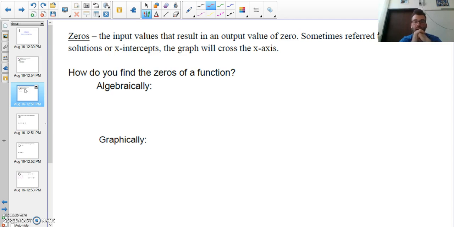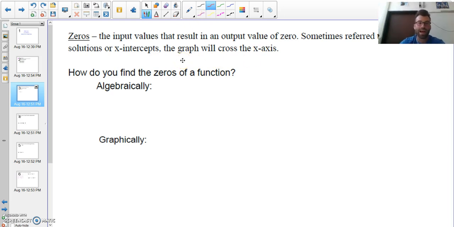Zeros are the input values for which we have an output value of 0. So if I put in 2 for x into my function, y is equal to 0. They're also referred to as the roots, solutions, or x-intercepts. They're the points where our graph crosses the x-axis.